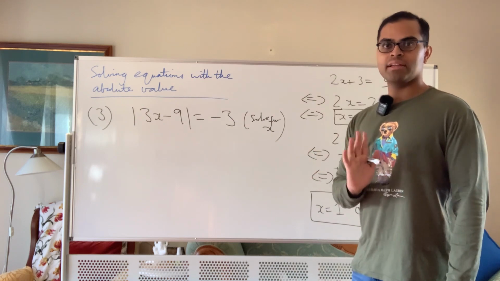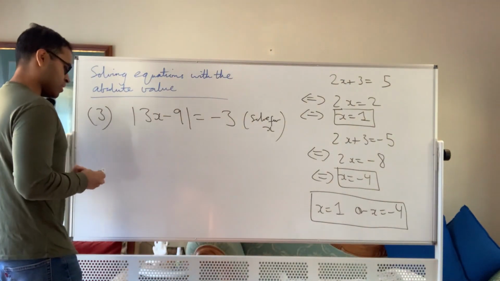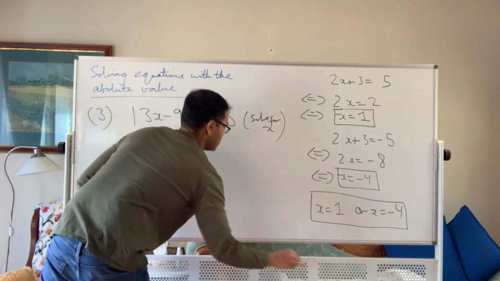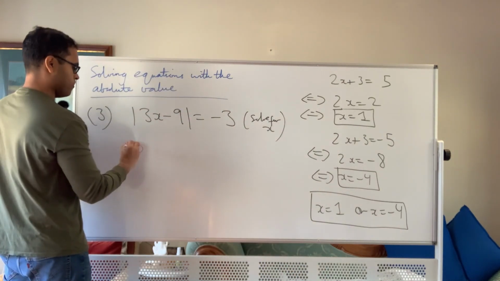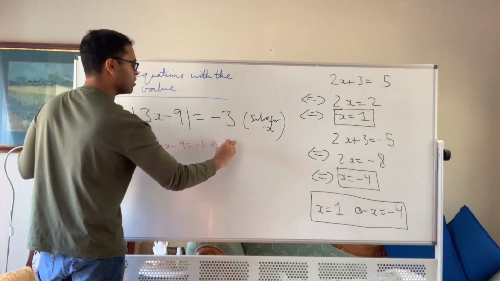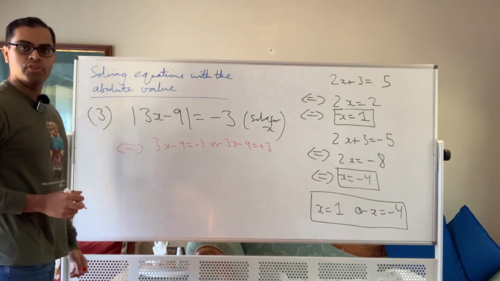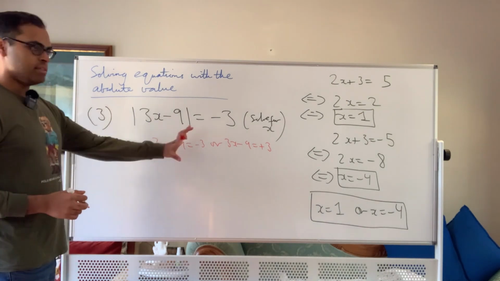A common error that some people might make is just to say that, okay, this is the same, and I'm going to put this in red. This is the same as saying that 3x minus 9 is equal to minus 3, or 3x minus 9 is equal to plus 3. Somehow mechanically going through the process, and this is wrong.